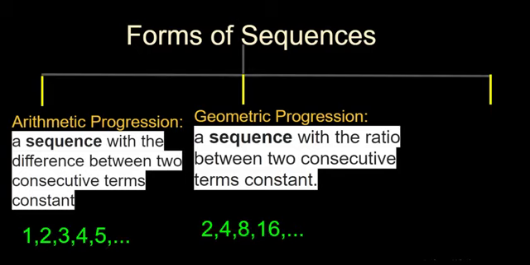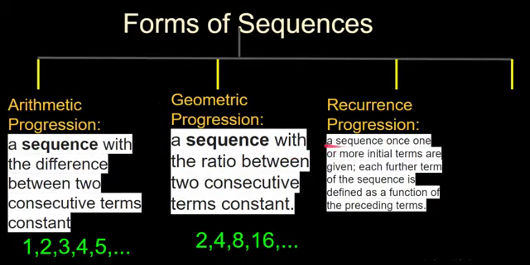This is just a single example. The sequence could also be decreasing. The same is true here. The other one is the recurrence sequence, which is a sequence where 1 or more initial terms are given. This is the difference. Each further term of the sequence is defined as a function of the preceding term. The next term depends on the previous term. So this is not a geometric progression, and it is not an arithmetic progression.